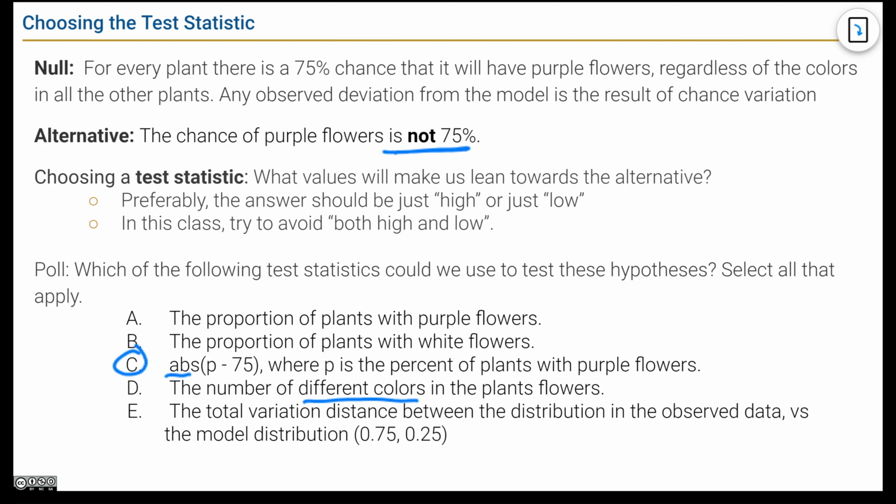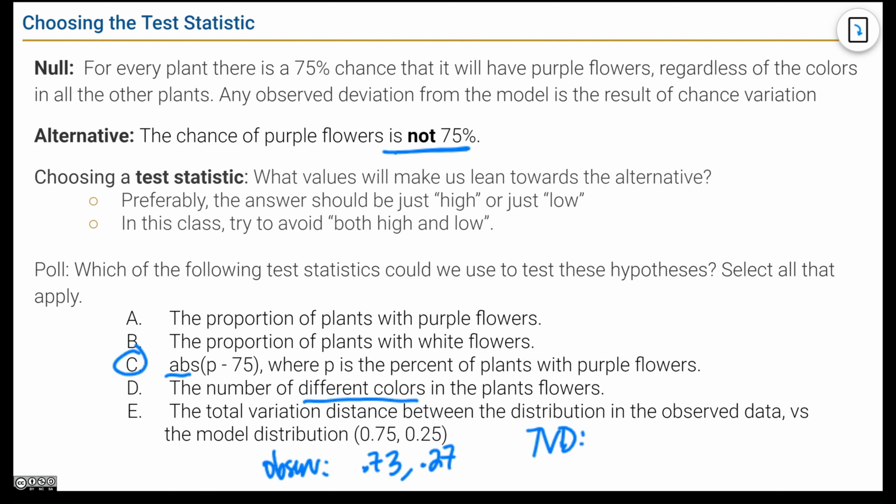Let's suppose that in the observed data, instead of getting 0.75 and 0.25, I got 0.73 and 0.27. So that was like my observed. I'm just making that up. So what would the TVD be in this case?